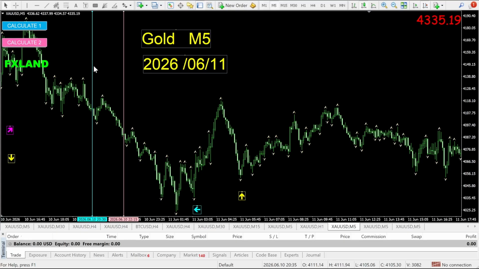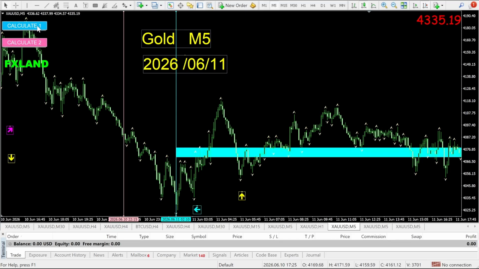First, we identify a significant market low, just like the one shown on the chart. Then we place the blue vertical line on that low and click the blue Calculate button. The indicator automatically creates a blue box. This blue box represents a potential reversal zone, where the market may change direction.